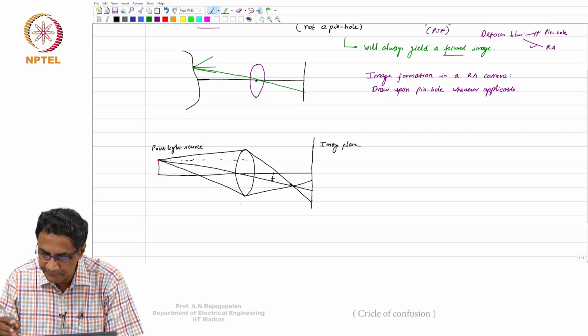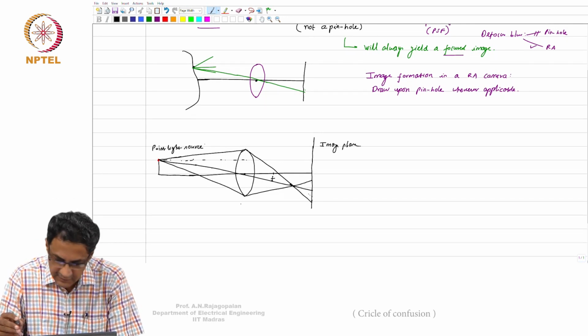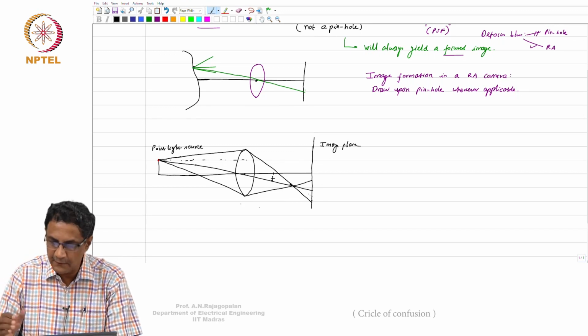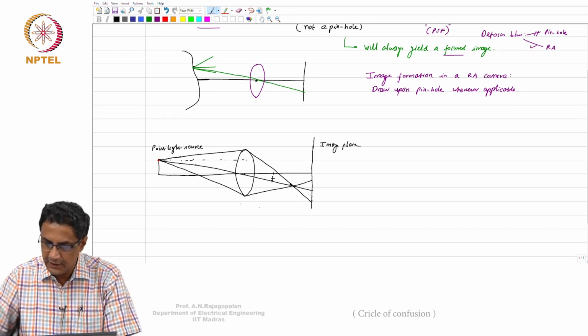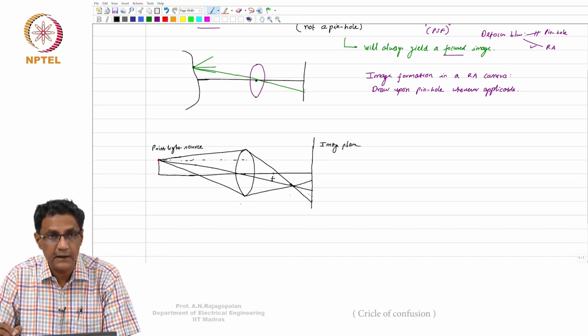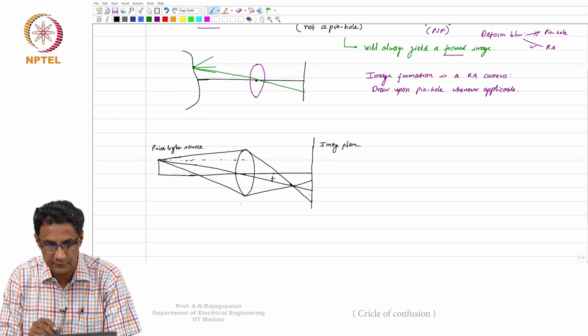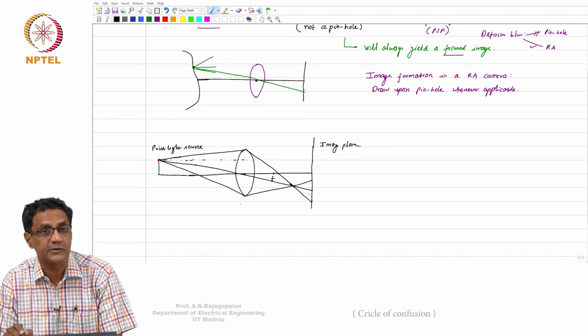If you see, let me indicate certain things here. The first thing you notice is that had the image plane been put here, then of course this point would have appeared in focus, because then a point would have mapped to a point.